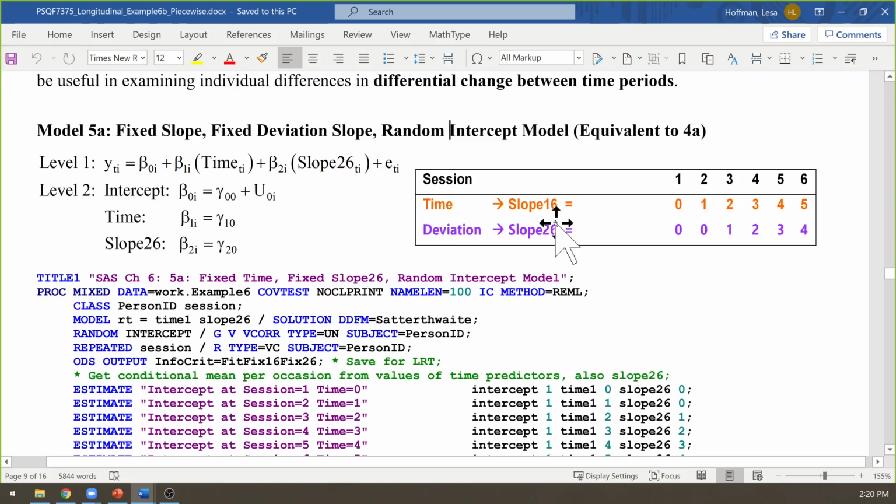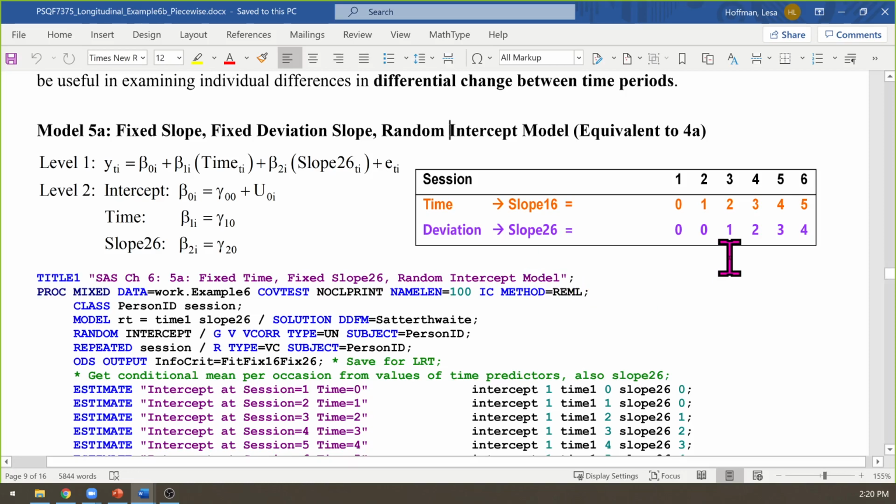I have a new variable that is just time for the orange part. And I have the same slope 2.6 for the purple part here. So I can think of this as time, or I can think of this as slope 1/6. The idea is that this orange variable by itself indicates the rate of change per session for all of the sessions. So like last week, we just called that linear time. It's still the same thing. But it changes its interpretation after we put in this purple variable.